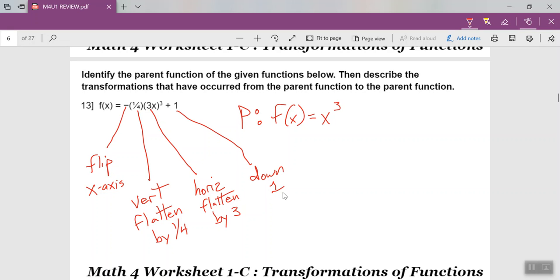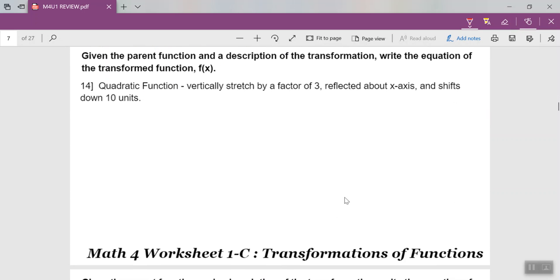That is curious. It is both vertically flattening and horizontally flattening at the same time. I have a feeling the 3 is going to win. Just me. All right.